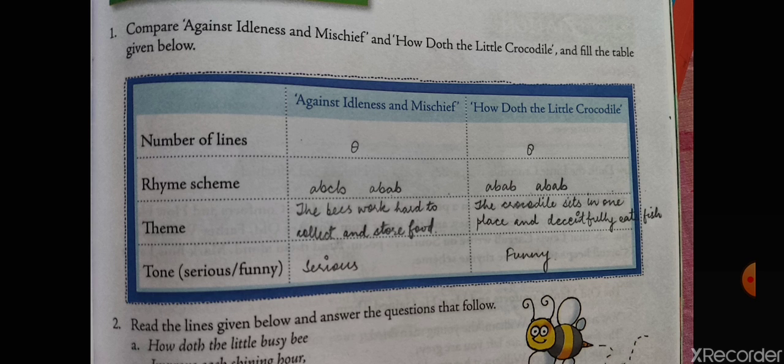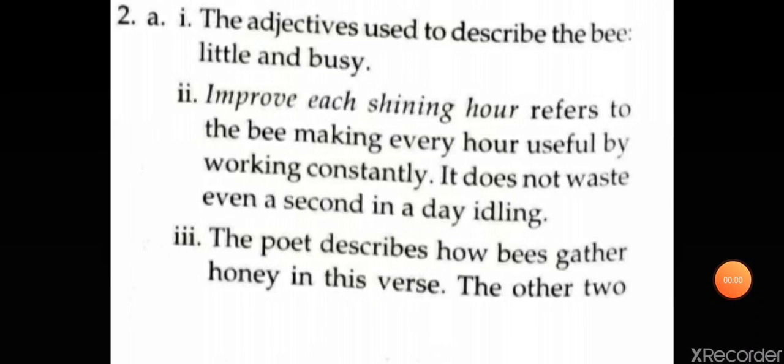Coming on to the second question, which are the question answers. You have to write these answers in your notebooks. Question number 2 is, read the lines given below and answer the questions that follow. Extract number 1 is, how doth the little busy bee improve each shining hour and gather honey all day from every opening flower? So this is the extract.